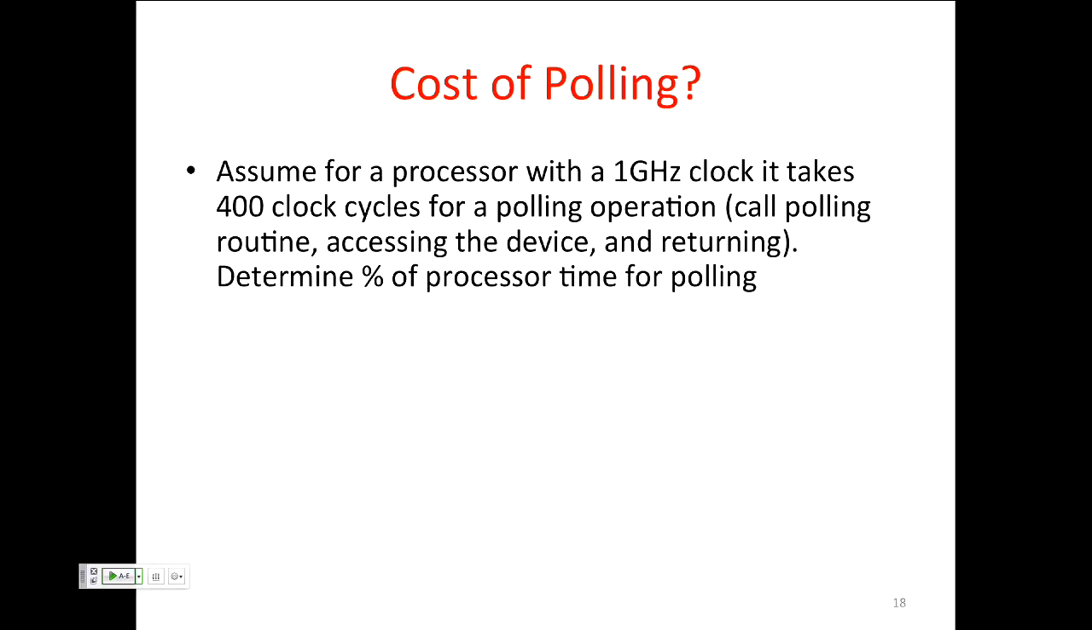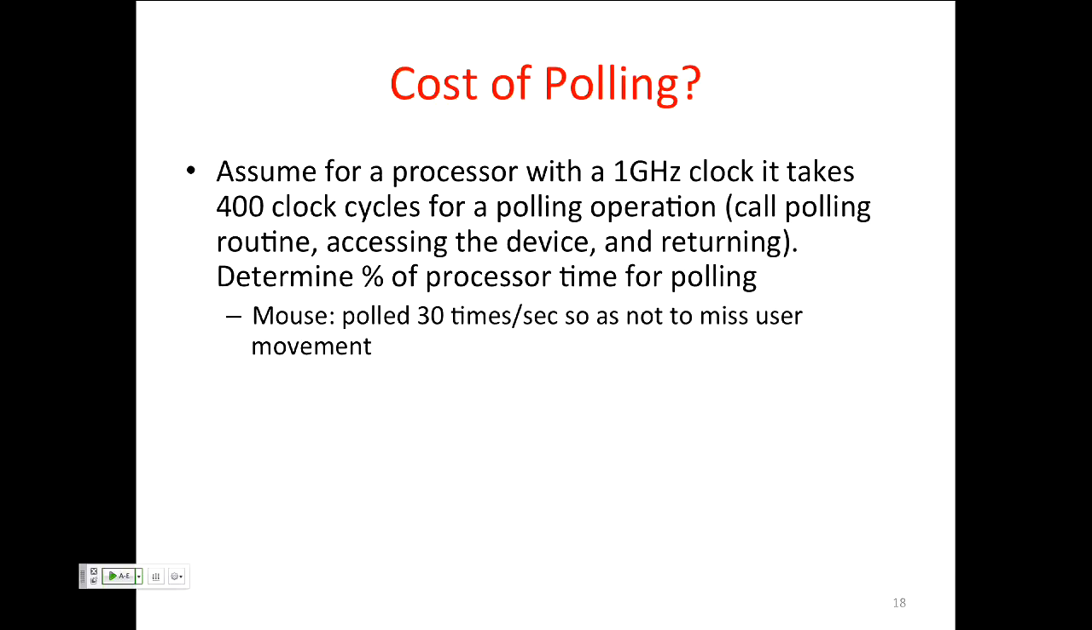So let's assume we have a processor that has a 1 gigahertz clock rate, and whenever you do a polling operation, it takes you 400 clock cycles, which is the time that it takes you to call the polling function, access the device, check the control bit, access the data, and then return. So for different devices, what fraction of the processor time would you actually spend polling? And let's say you have a couple of different examples of devices. So here you have, for example, a mouse. A mouse you don't want to check that often because the state doesn't change that much.